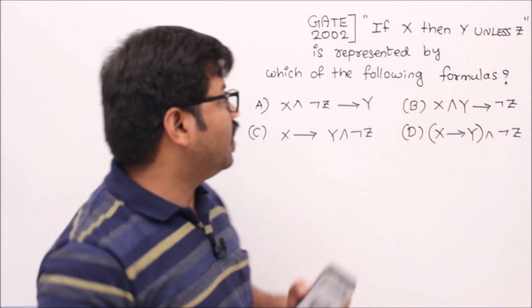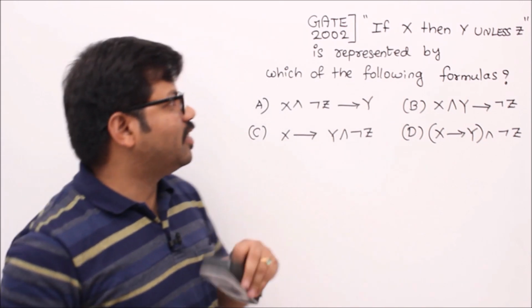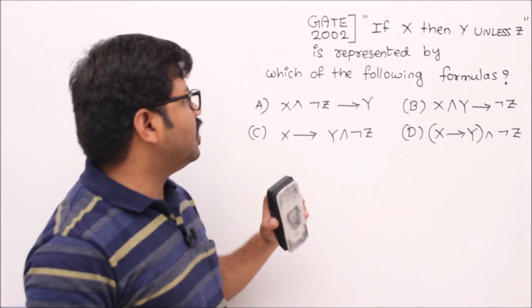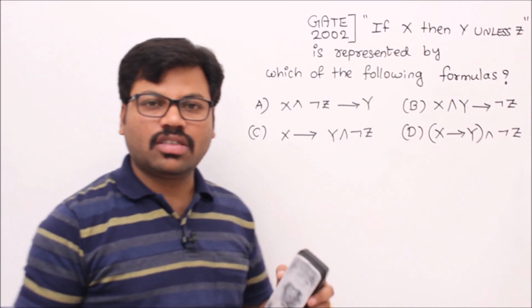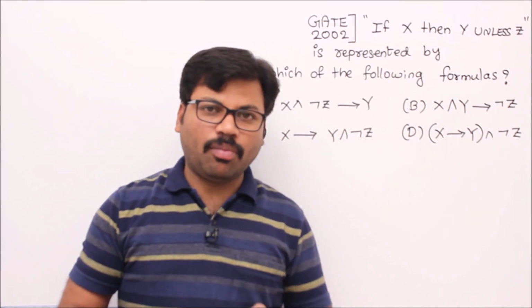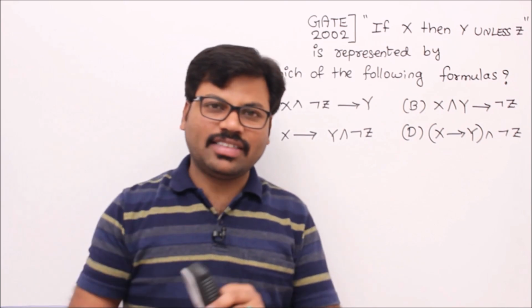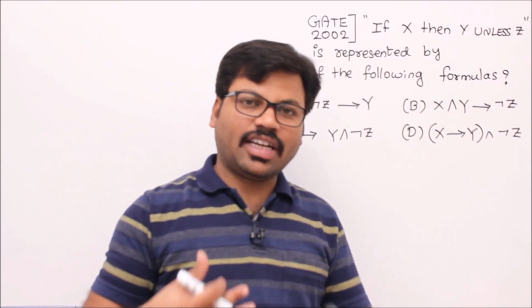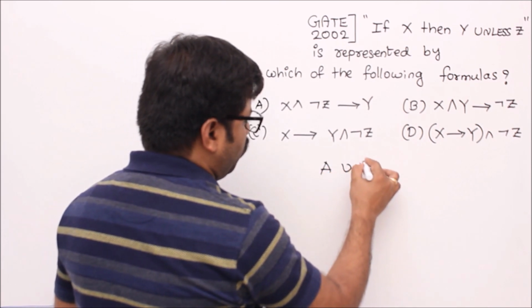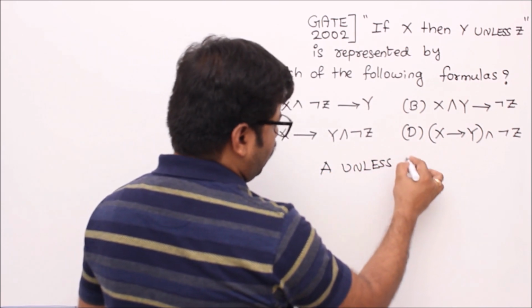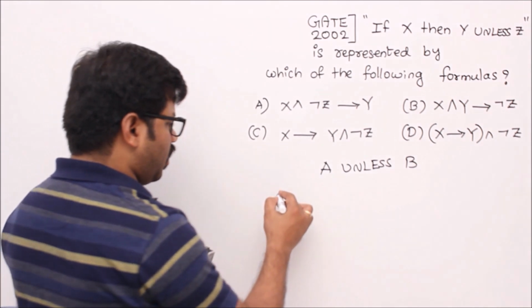Let's solve some GATE questions here. In GATE 2002, this question was asked: "If x then y unless z" is represented by which of the following formulas? They have given 4 formulas. To understand this problem, you should first know how to use "unless" in English. For that, I will give you some English statements. The structure of the statement should be A unless B, isn't it?